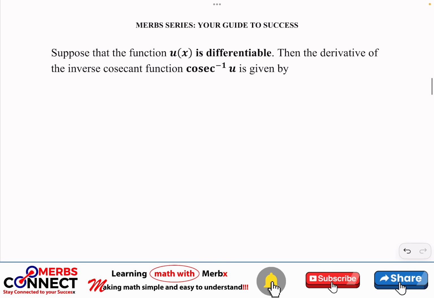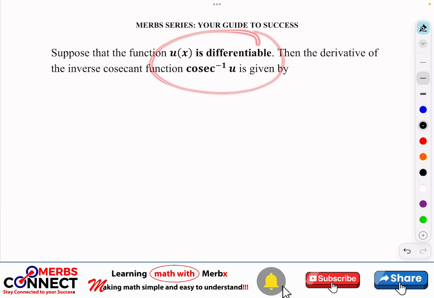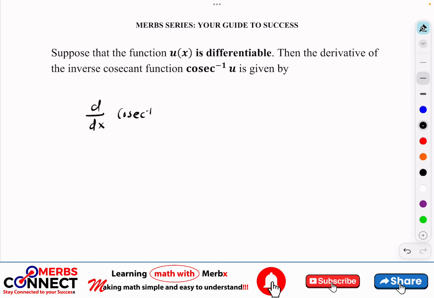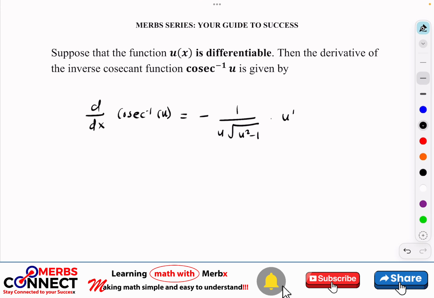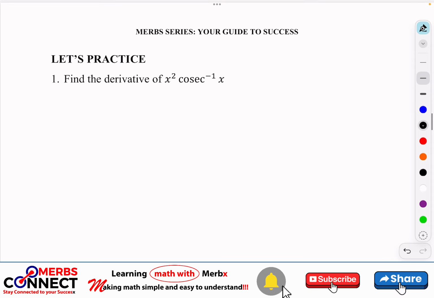Now let's get to this. Suppose we have this. Now we want to write the generalized version of this. So this is the inverse of u. Okay, this is u now. So this is going to be minus 1 divided by u square root of u squared minus 1 times u prime. So that is all. Don't forget to do the proof and post your answer in the Merbs Connect community.